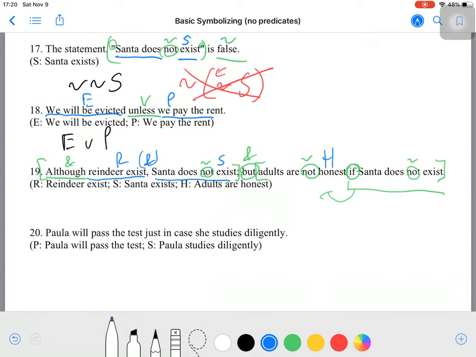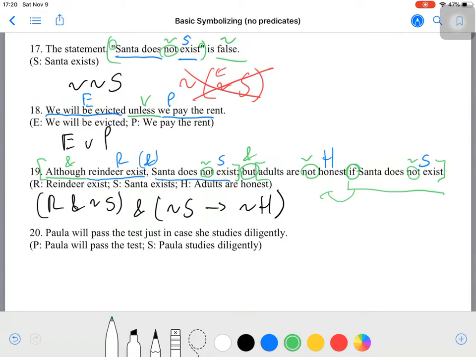Adults are honest. Then we have the negation there. If Santa does not exist. Putting this all together, although reindeer exist, and it's not the case that Santa exists, and then when we go into the second part, we add an and. Adults are not honest if Santa does not exist. So if Santa does not exist, then it follows that adults are not honest. It's a bit convoluted. Sorry, it's the logic of it.